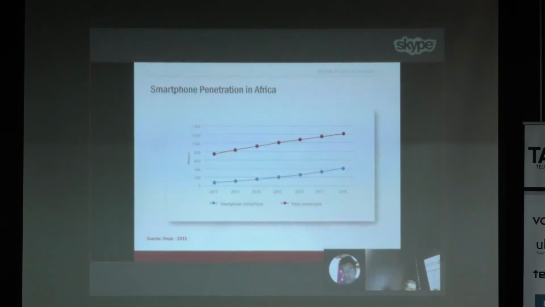Okay. Another important fact is the growth in smartphone penetration, particularly in Africa. We've seen that they're moving from feature phones to smartphones very rapidly, right? So we're looking at 1,200 million connections to be available in Africa in 2018, right? So what we're saying here is that MFS is a reality and that they're moving to mobile financial services through smartphones, okay?